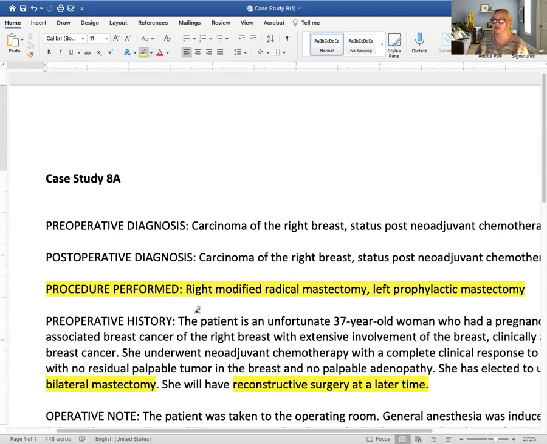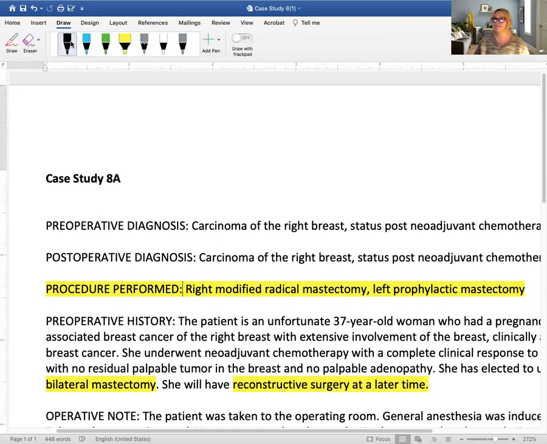So let's look at this here. What I always recommend to new coders, until you're familiar with all the details in an actual op note, is to start by going backwards and looking at the procedure itself. We have highlighted the right modified radical mastectomy here and a left prophylactic mastectomy.